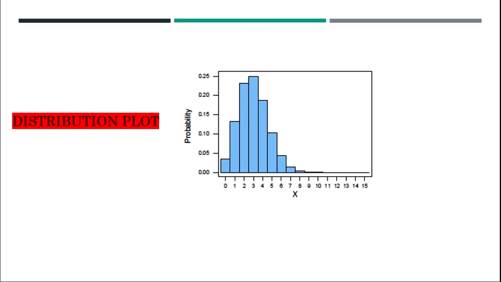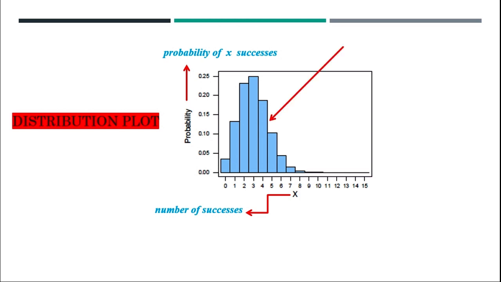Here is the distribution plot. It looks similar to a histogram plot. The x-axis is the number of successes, like how many heads or how many students graduate. The y-axis is the corresponding probability of x successes. So, in this plot, the height of the bar is the probability.